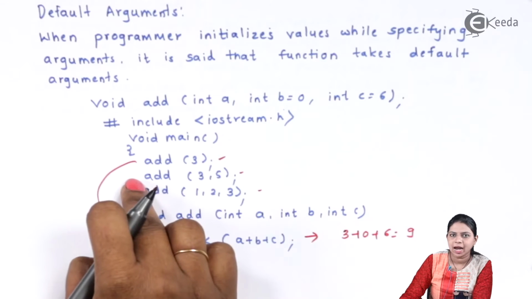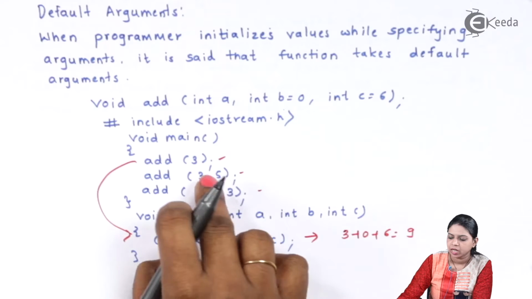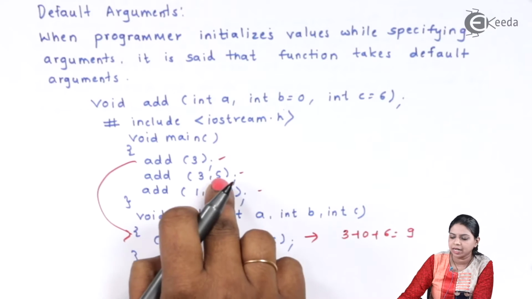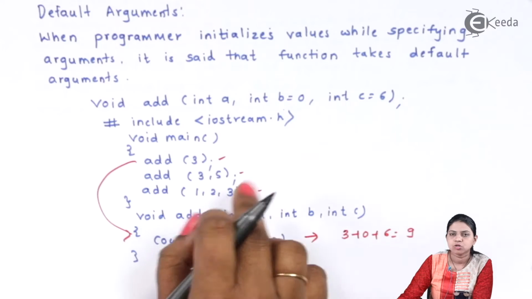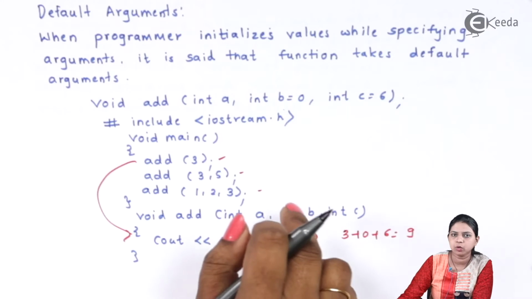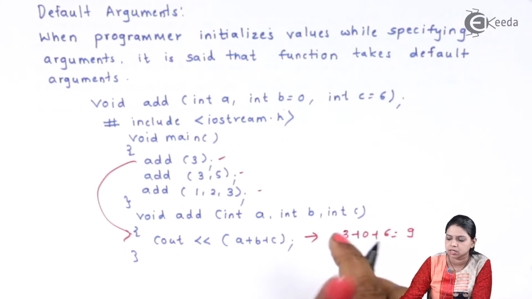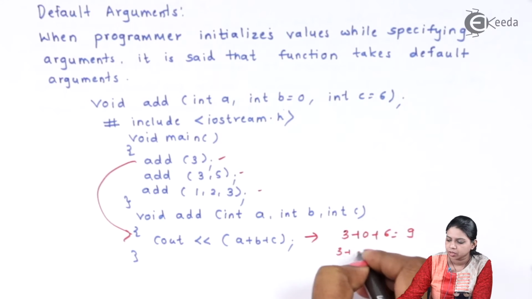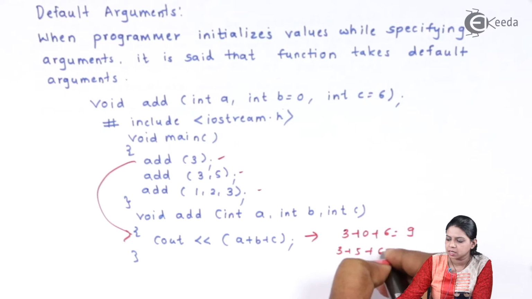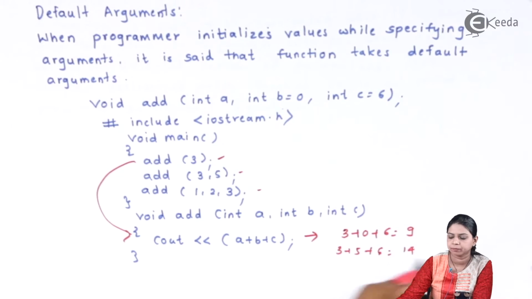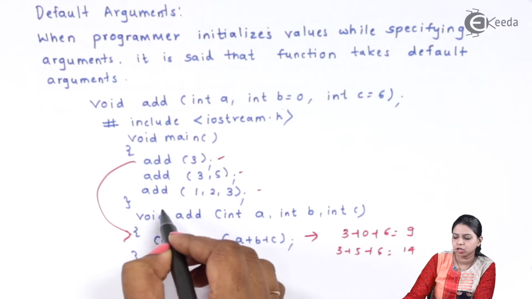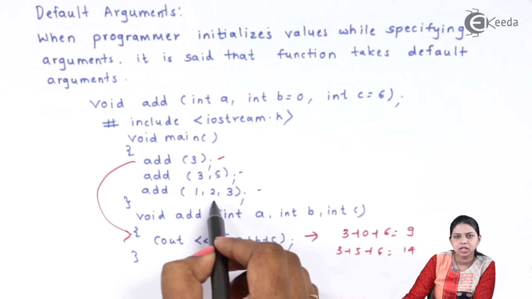Then I called add for the second time. What will happen here? I have passed the values 3 and 5. That means the values of a and b are given, but the value of c is not given. So if the value of c is not given, then again it will take the default value of c, that is 6. So it will be 3 plus 5 plus 6. So 6 plus 5 is 11 plus 3, 14.